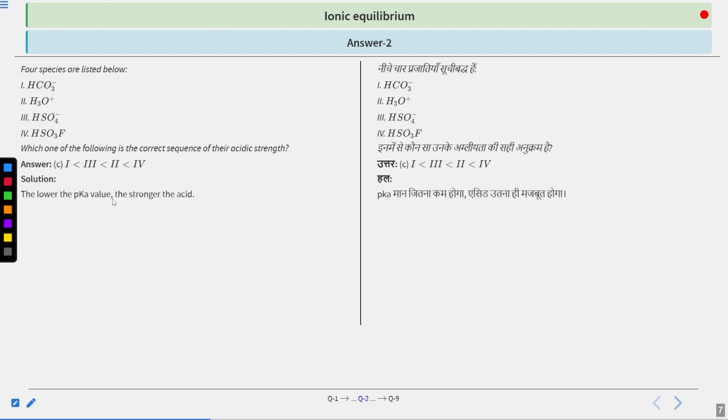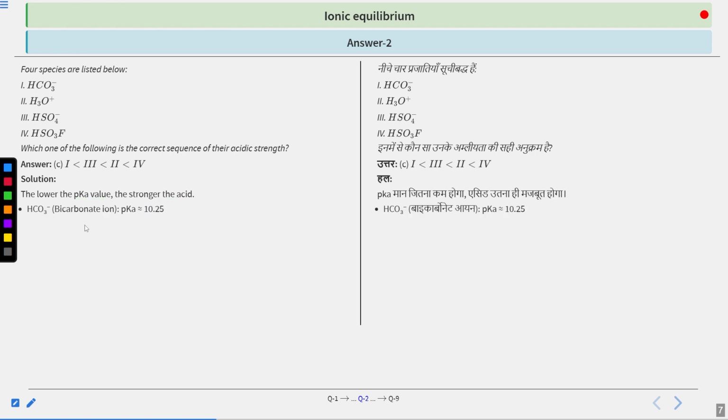Now we know it very well that the higher the pKa value, the lower is the Ka value, and the lower the pKa value, the stronger is the acid. Why is it so? Because pKa equals minus log Ka, and Ka defines the acidic strength, right? So if you have a higher Ka value, that means you will have a lower pKa value, and a lower pKa value means the stronger acid. Okay.